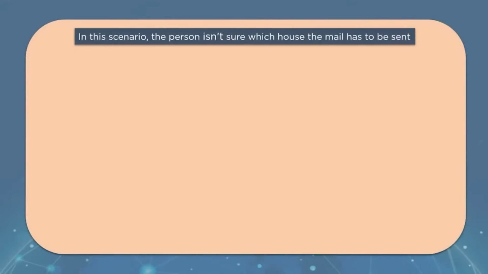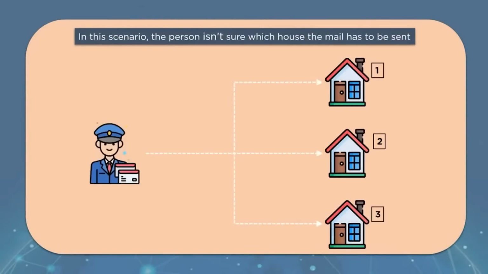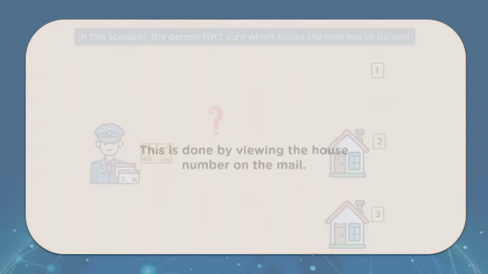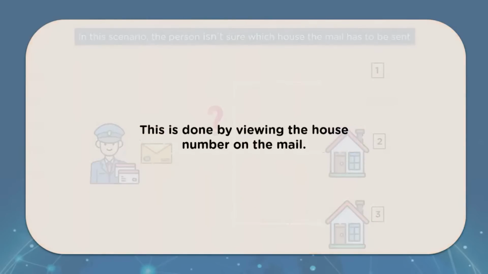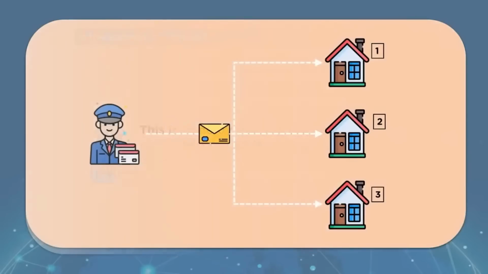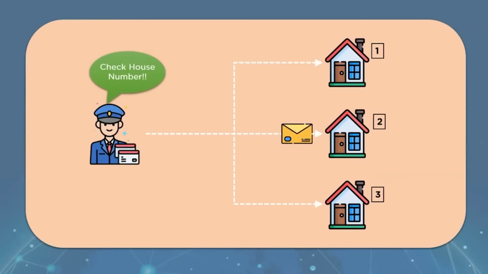Assume that a person had to send a letter to a relative's house, but he wasn't sure which house it was. So, how can this problem be solved? Well, this problem can be solved if we take a look at the house number mentioned on the mail. On the mail, it seems like the house number is 2. That means the mail would go to house number 2.